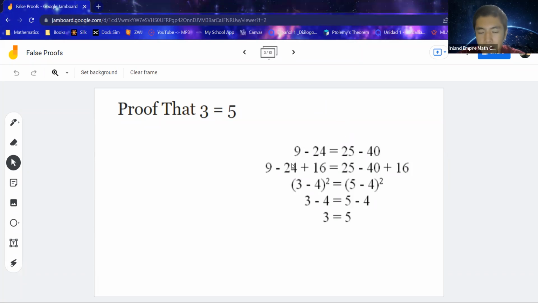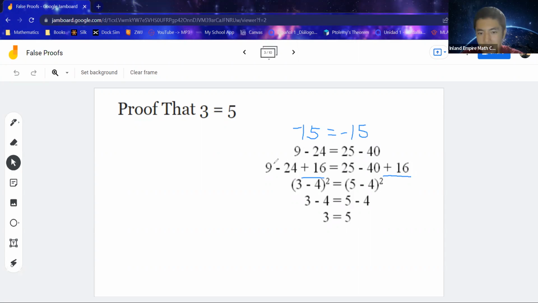So in this proof, we start with 9 minus 24 equals 25 minus 40. And just in case it's a little bit confusing, both sides are equal to negative 15, right? It's just two ways of expressing the difference. 9 minus 24 is negative 15. 25 minus 40 is also negative 15. And then since these two are equal, adding 16 to both sides gives us another valid equation, right? Because if you do the same thing to both sides of an equation, the equation remains true.